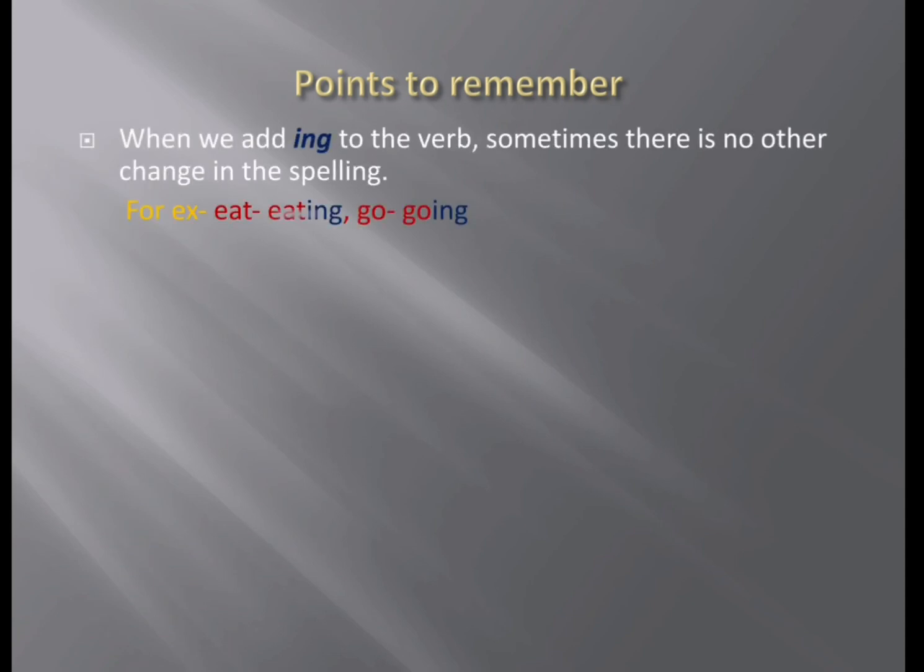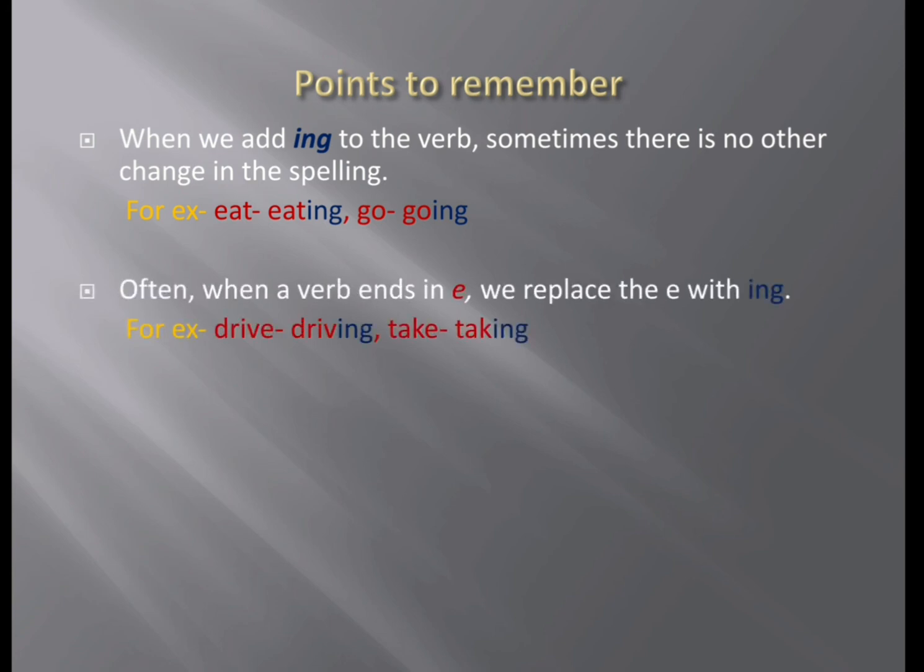Now there are certain important points to remember. When we add ing to the verb, sometimes there is no other change in the spelling. For example, eat becomes eating, go becomes going. So these are the verbs where we add ing to make it in the continuous form. Often when a verb ends in e, we replace the e with ing. For example, drive becomes driving, take becomes taking. Here, e is replaced with ing.